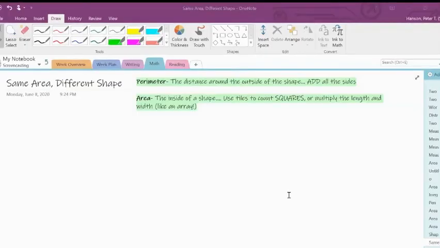They take up the same amount of space, meaning the inside of that shape, and they have a different perimeter. They might even be a different shape, right? This idea that they're a different shape or perimeter.